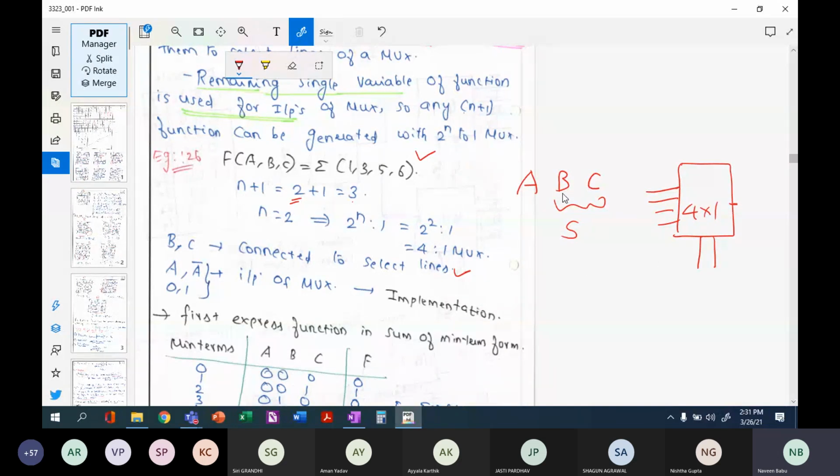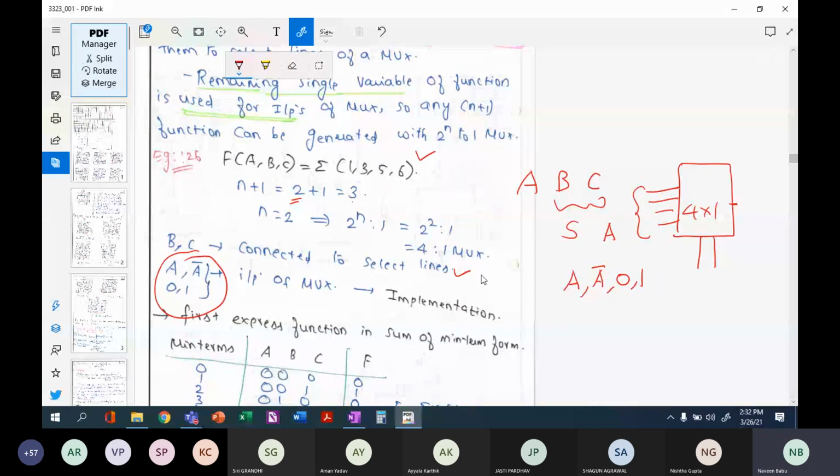So our 2 variables will be used as select lines, and out of these, A will be used as an input line, a combination of A. What are the combinations of A? A can be either just A, or it can be A bar, or it can be 0, or it can be 1. So all these 4 will be the inputs of my multiplexer.